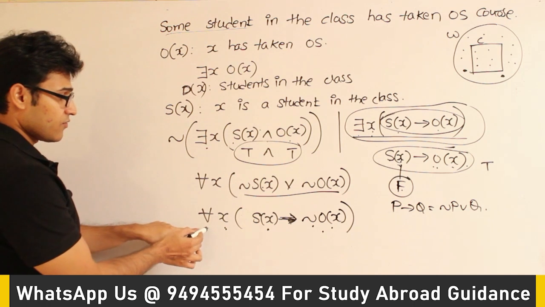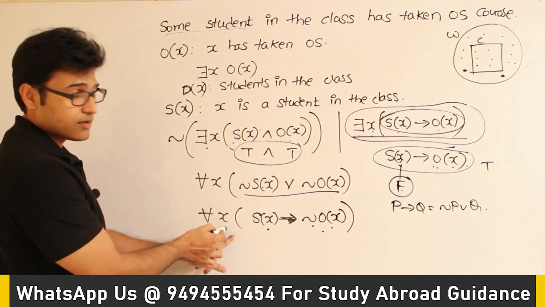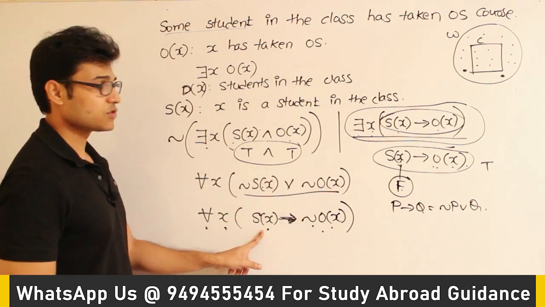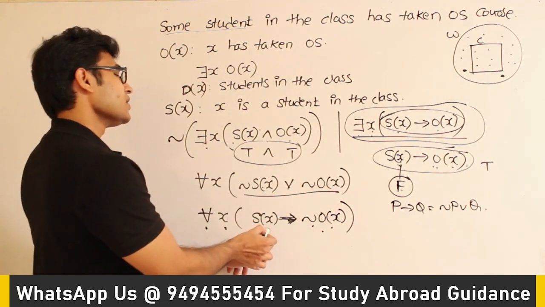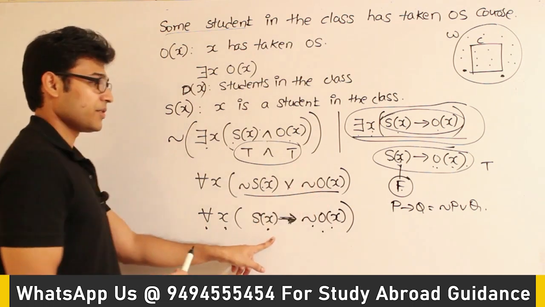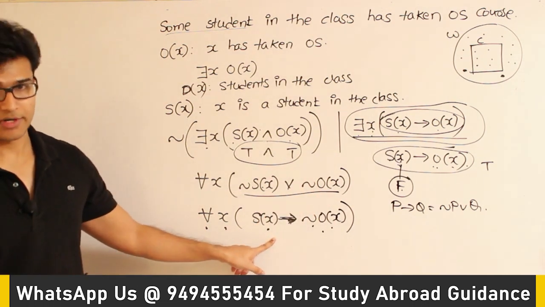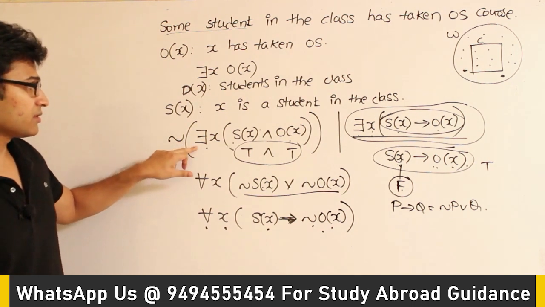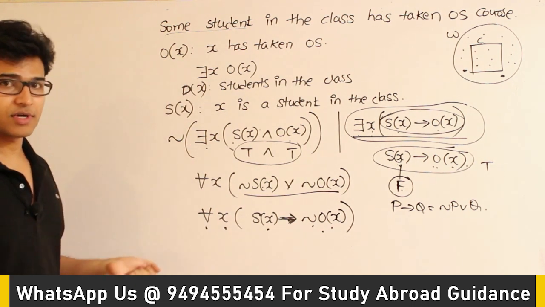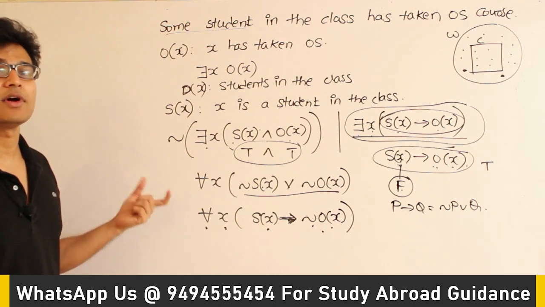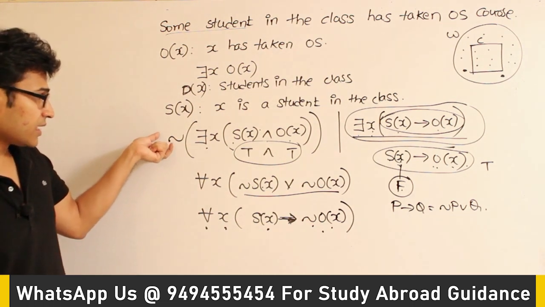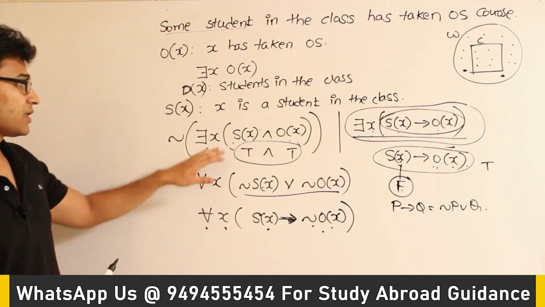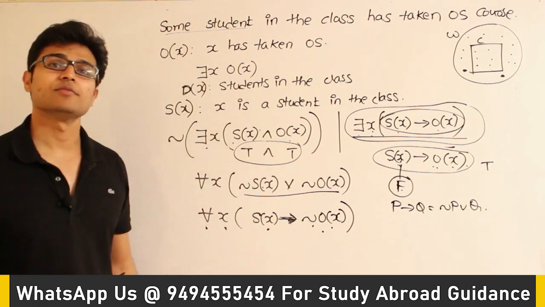Again, see this. For every person in the world, if that person is a student, which means we are entering into the classroom and we are discussing the students, then he has not taken the operating system course. Got it? So that is why I talked about negating this one, and earlier also I talked about negating the other one. I hope you understood why these negations and formulas are important, because most of the statements can be written either like this or like the earlier example.